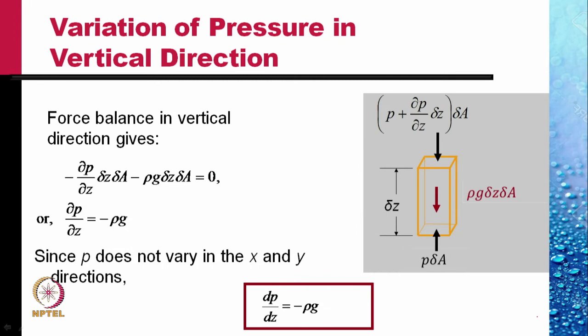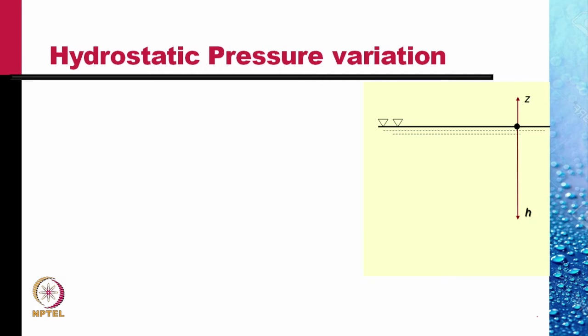Since P does not vary in the x and y directions, we can write dP by dZ is equal to minus rho g, the only direction in which there is a pressure gradient. Let's now look at the variation of pressure in a fluid such as water, where the density is assumed constant throughout.